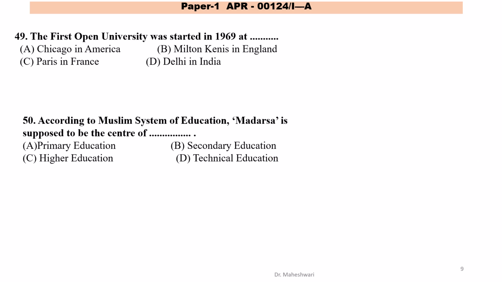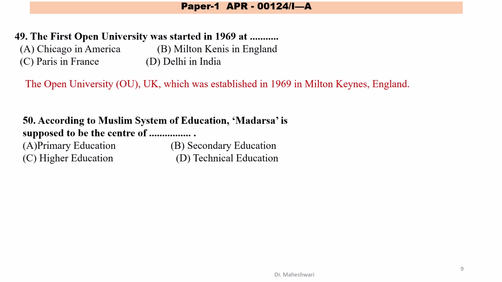Now the second last question for April 2024 is, the first open university was started in 1969 at dash. Here the first open university was started in England, so option B is the correct option. It was started in the UK, established in 1969 at Milton Keynes, in England.